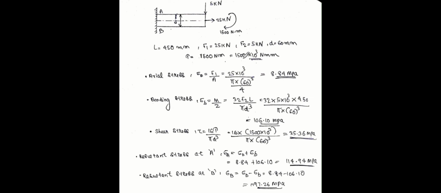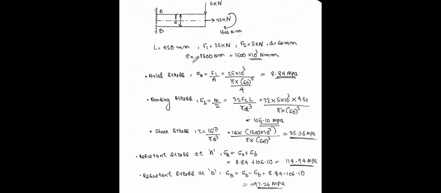We have to convert all this into Newton mm. So the kilonewton has to be converted into Newton, because we need to get the stresses in megapascal. For that, all the units have to be Newton and mm. Here the torsion load is given as 1500 Newton meter, so that meter has to be converted into mm. That's why it is multiplied by 1000. So it is 1500 into 10 raised to 3 Newton mm.